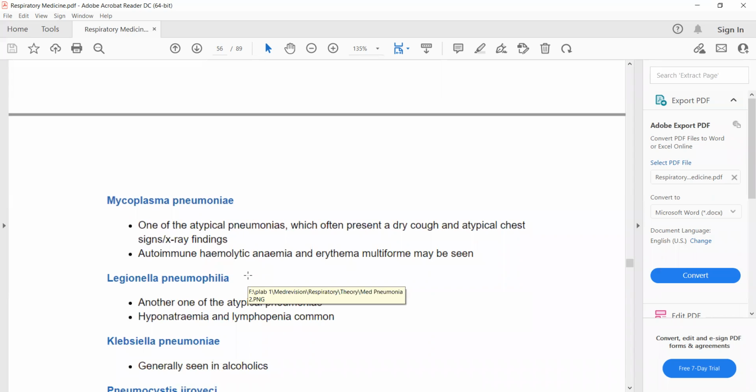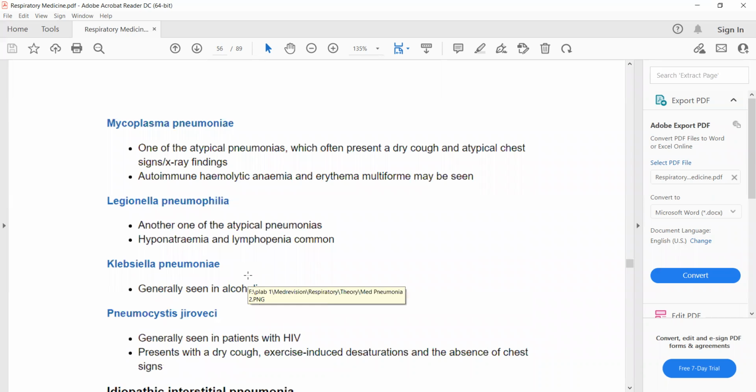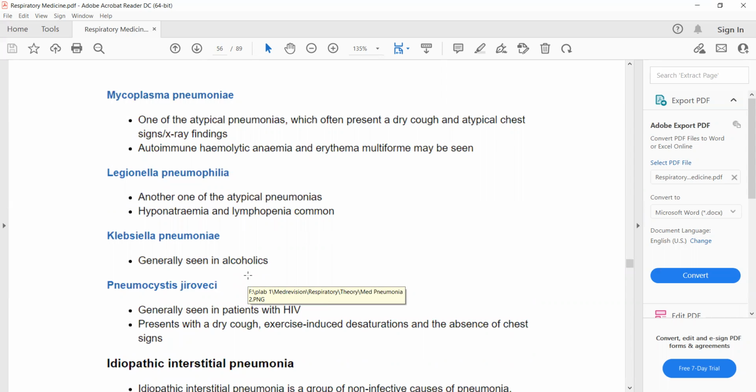Mycoplasma pneumoniae, Legionella pneumophila, Klebsiella pneumoniae, Pneumocystis jirovecii. What are the differentiating points for them? Remember that Mycoplasma pneumoniae and Legionella pneumophila both cause atypical pneumonias. What are atypical pneumonias? Atypical pneumonias are pneumonias which do not have the typical signs and symptoms of pneumonia, that is productive cough. Atypical pneumonia usually presents with dry cough. So Mycoplasma and Legionella pneumophila both will cause dry cough because they are the cause of atypical pneumonias.